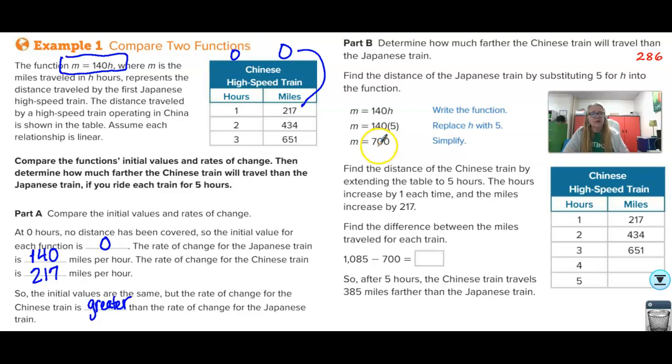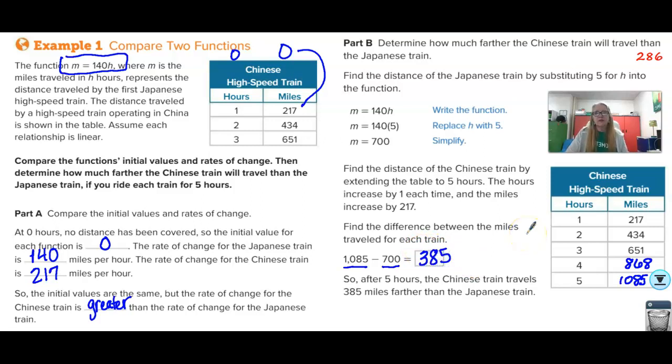Okay, how far can the Chinese train travel in 5 hours? Well, they didn't give us that. But what we can do is keep increasing this each time by adding 217. So this next one would be 868. And if we added 217 again, we would have 1,085. Okay, so we know that the Chinese train can travel this far in 5 hours. The Japanese train can travel this far in 5 hours. What's the difference between the two? If you subtract those, you get 385, right?